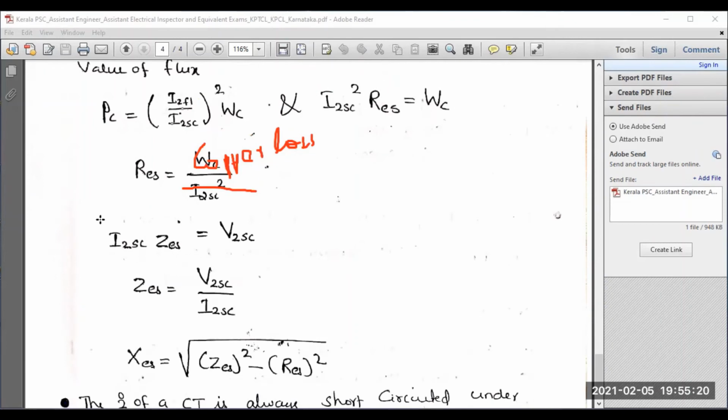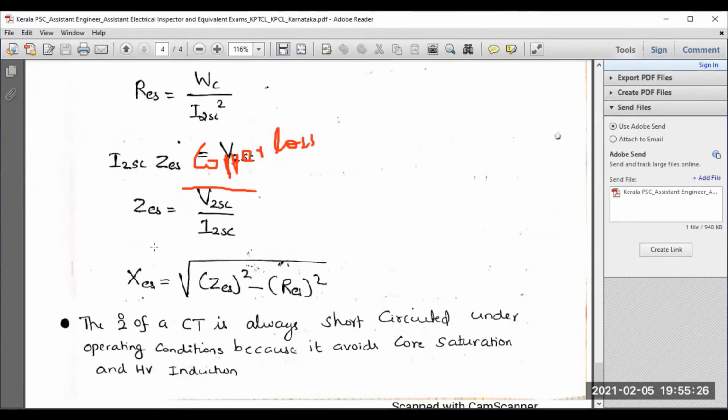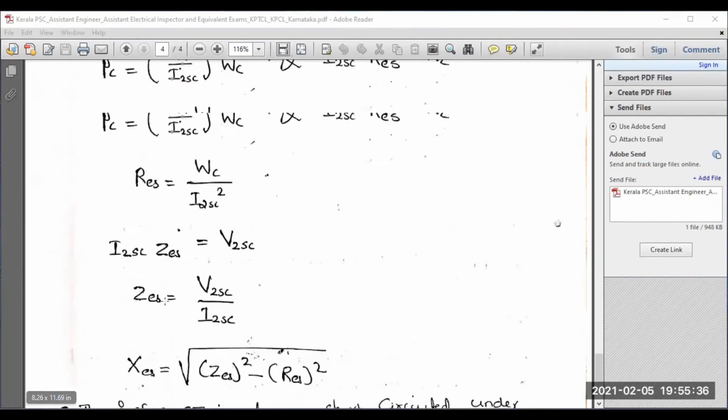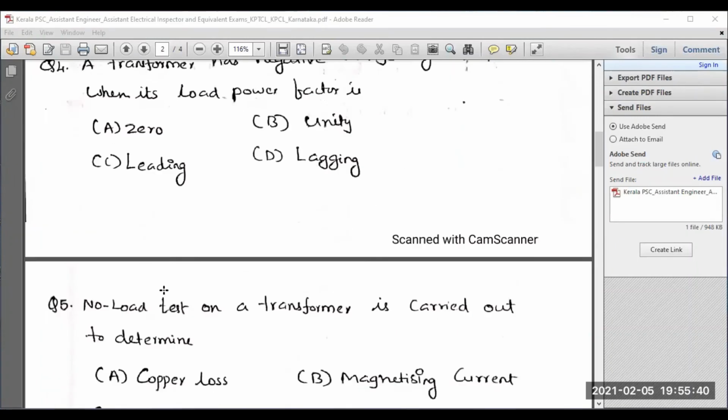Similarly, from this equation you can calculate ZES. Okay, that is also possible. If you know RES and ZES, obviously you can calculate XES, the reactance. These equations will be helpful for doing some kind of numerical examples. Please note them down. Let us discuss the remaining part of the questions.